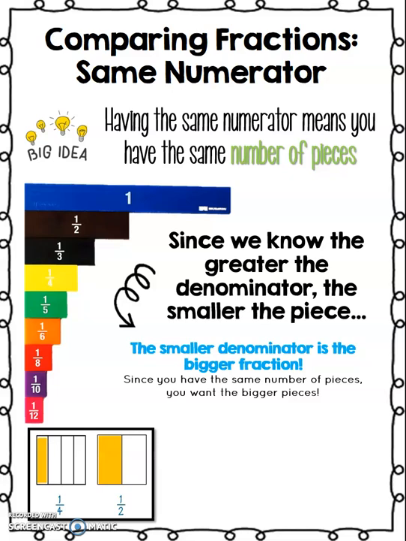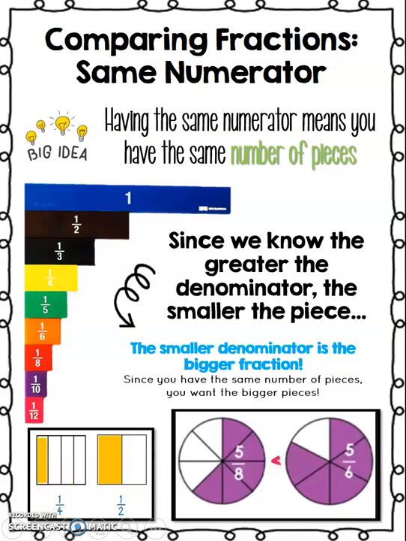So for example, if I have 1/4 and 1/2, I still only have one piece because my numerator is 1, but on the left, that one piece is 1 out of 4 slices, and on the right, it's 1 out of 2. Since my whole square is split into 4 slices here, each of those slices is smaller than my square that's split into 2 pieces. That's why 1 out of 2 is greater than 1 out of 4.